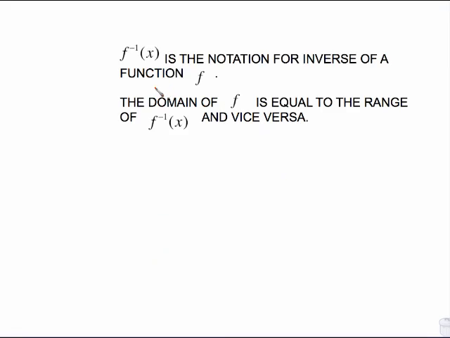Now, notation-wise, f negative 1 of x is the notation for the inverse of a function f. This does not mean we're multiplying f by negative 1. It is just notation. When you see this notation, that's telling you you are talking about the inverse of a function. Now, because we're going to be doing some swapping of x and y algebraically, the domain of f is equal to the range of the inverse of f and vice versa. Because x and y change, the domain and range will change.